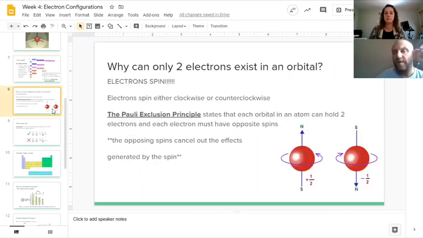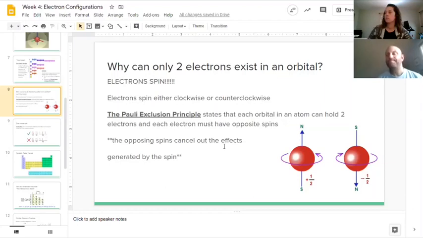The second rule is called the Pauli exclusion principle, and this is going to explain why only 2 electrons can be in any orbital. Remember, electrons are negative, so you can't have a lot of electrons in the same place because like charges will repel each other. The way we get around this is that each orbital can hold 2, and each electron will have the opposite spin. One's going to spin clockwise, one's going to spin counterclockwise, and the opposing spin cancels the effects, okay?